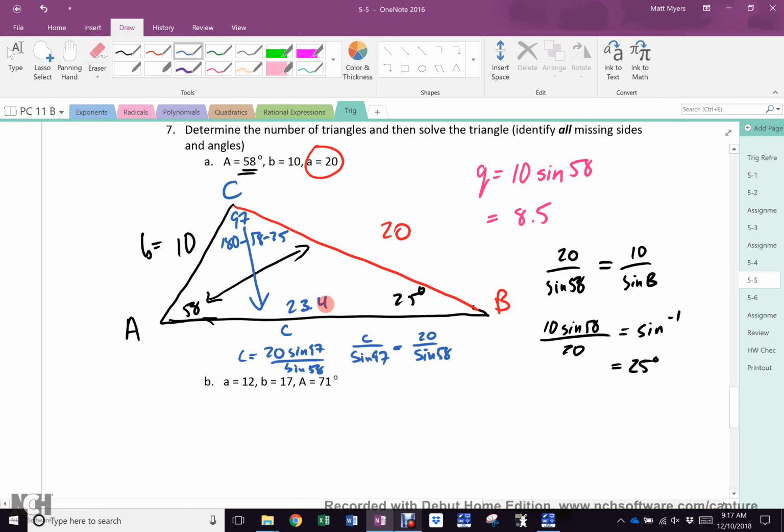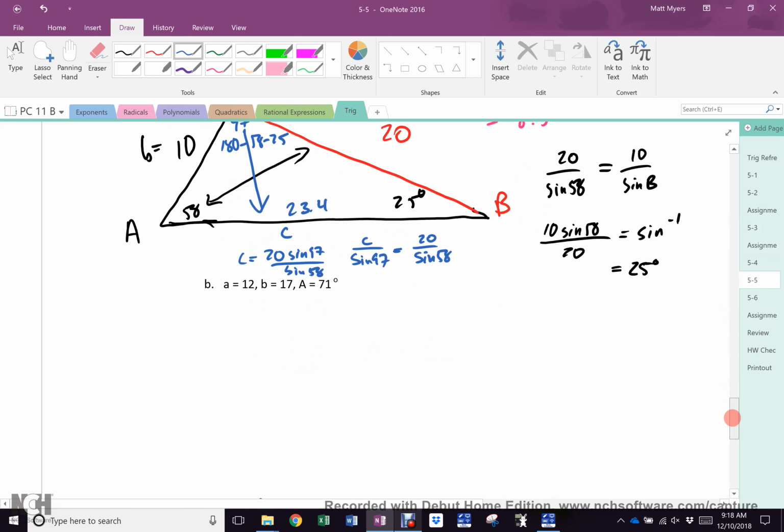Now let's check. Is the biggest angle across from the biggest side? Yes or no? Is the littlest angle across from the littlest side? Yes. So have we solved our triangle? And now we know exactly where the missing hiker might be. Everybody cool?